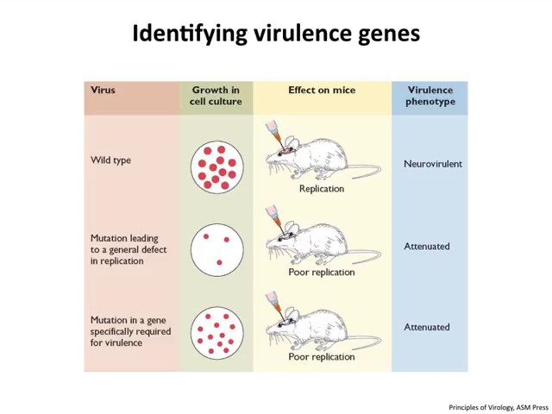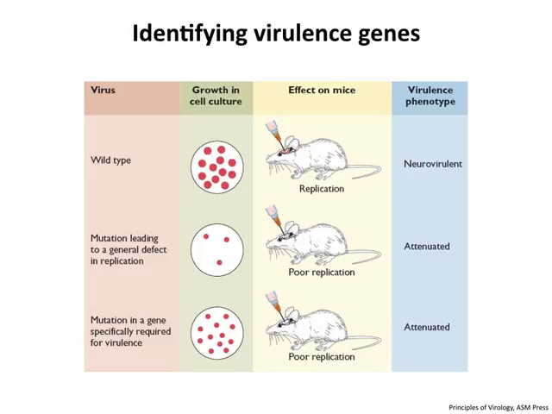We then make a mutation in this virus which affects the replication in cell culture. It doesn't grow well. You can see there are fewer plaques. We put this virus in an animal, and of course it's attenuated. It has reduced virulence because it doesn't grow very well. So this is not an interesting result. We don't want to identify genes that affect general replication because obviously they're going to be less virulent. They can't replicate as well, and they're overcome by the immune response.